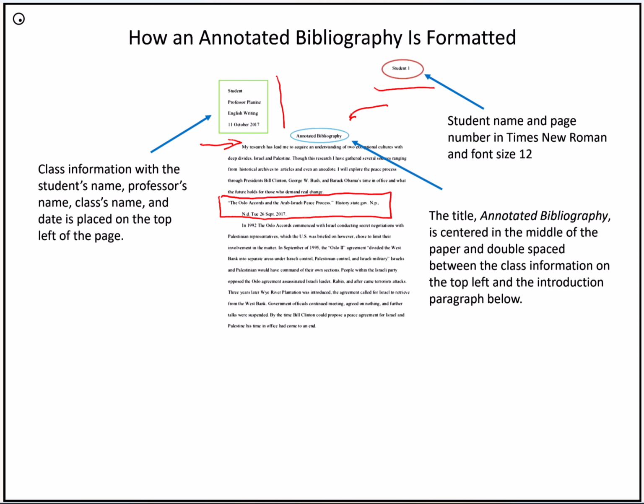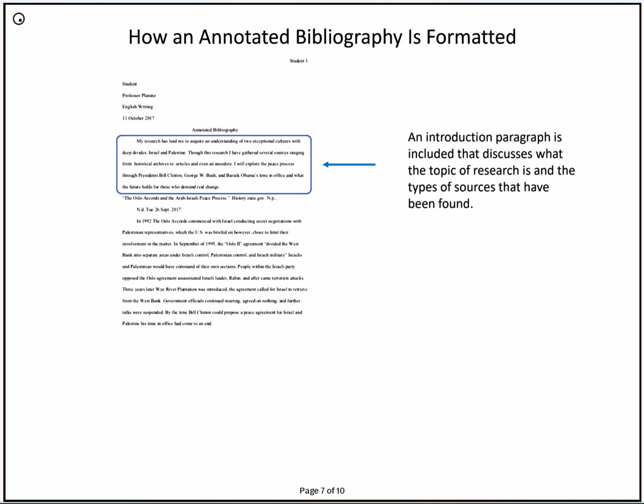So one thing I would like you to note is that the second line is indented, so it moves in. Anything after the first line of a citation is indented, and then the first paragraph begins here, indented. And so then we're going to follow through with the pattern of what an annotated bibliography looks like.